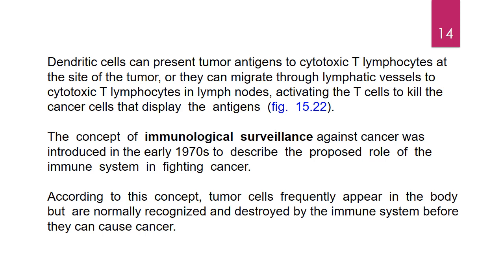The concept of immunological surveillance against cancer was introduced in the early 1970s to describe the proposed role of the immune system in fighting cancer. According to this concept, tumor cells frequently appear in the body, but are normally recognized and destroyed by the immune system before they can cause cancer.